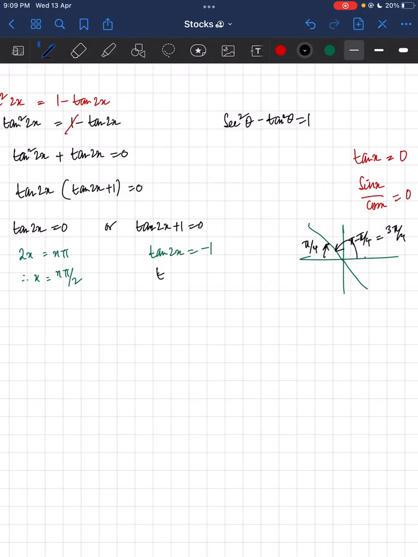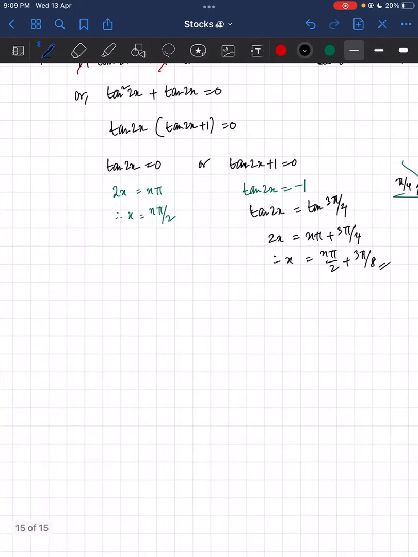So you're going to write this one as tan 2x is equal to tan 3 pi by 4. So 2x is equal to n pi plus 3 pi by 4. So therefore x is equal to n pi by 2 plus 3 pi by 8. That's my answer. Now as for question number 9, what we have is sine x plus sine 3x plus sine 5x is equal to 0.